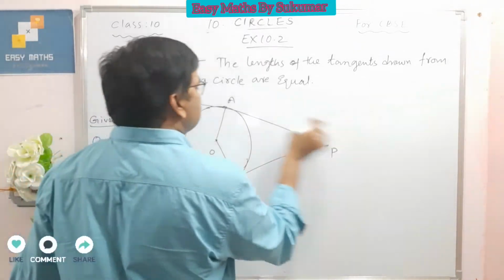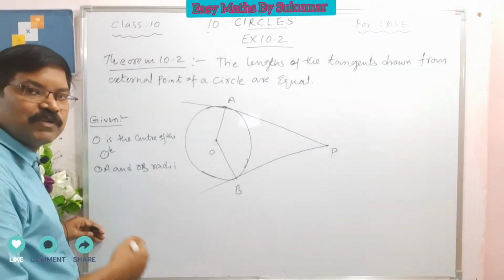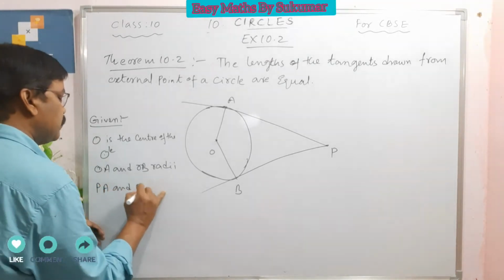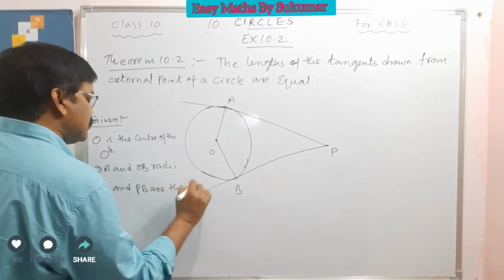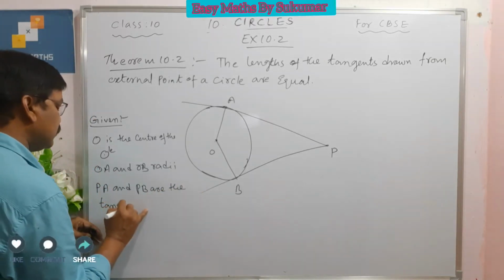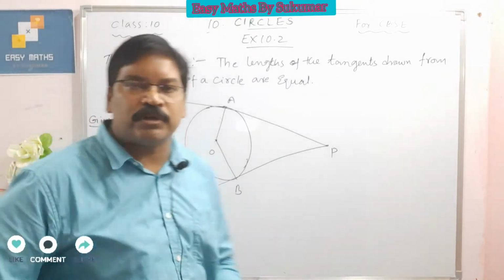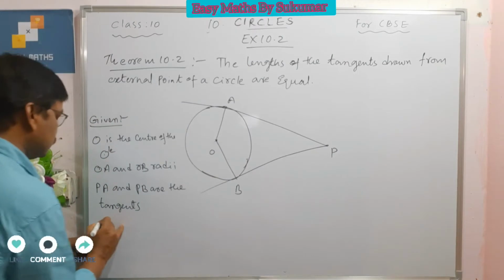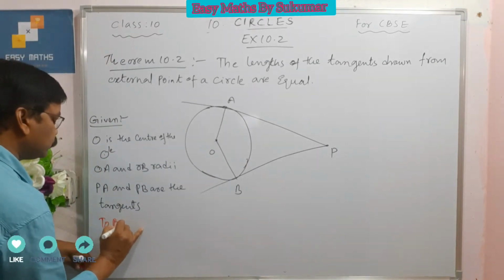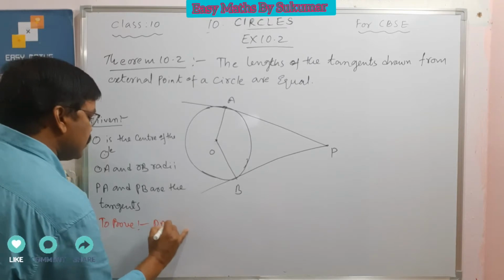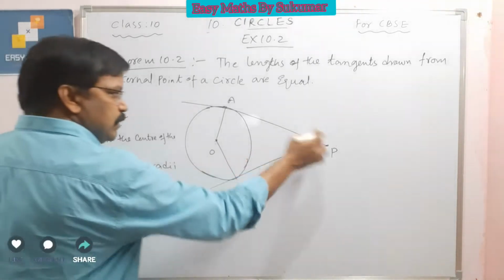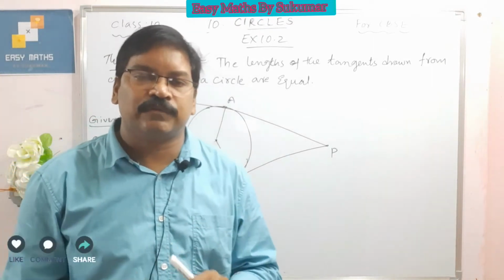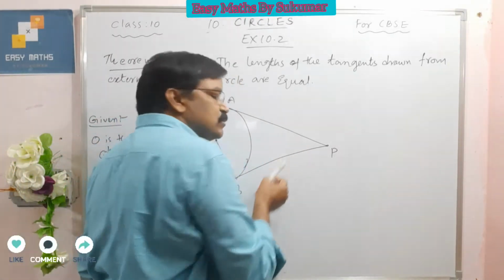Here the main point is PA and PB are the tangents drawn from an external point of a circle. See my dear students, what we have to prove here actually? We have to prove that PA is equal to PB. That means the two tangents are equal.